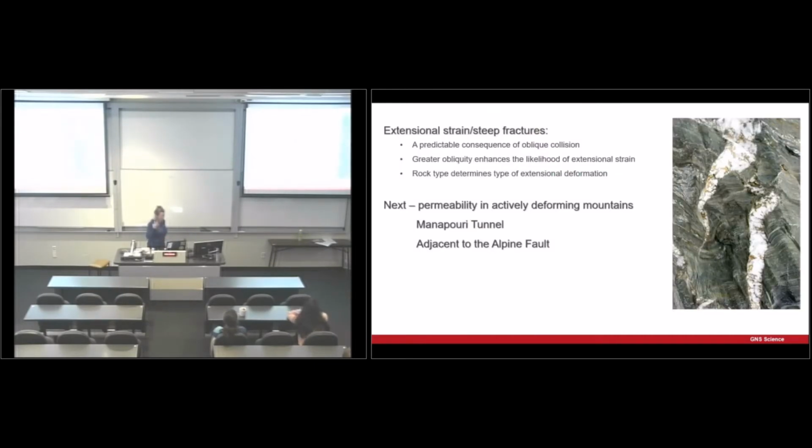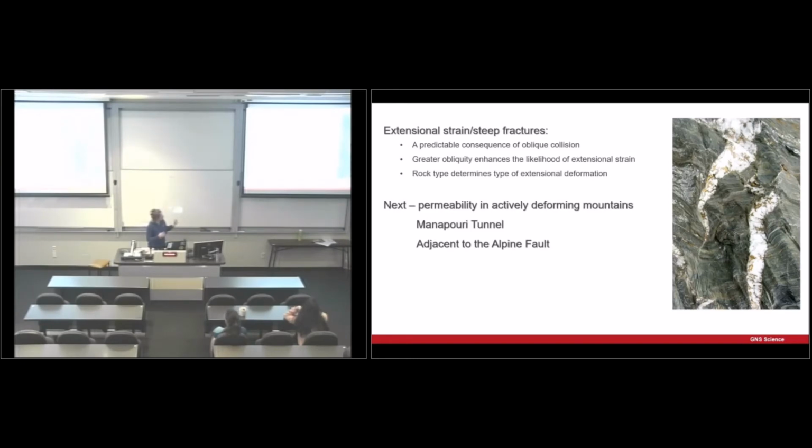So the model suggests that this extensional strain and these steep fractures are a predictable consequence of oblique collision, and that the more oblique it is, so the more of that strike-slip component you have versus the convergence, the more it enhances the likelihood of extensional strain, because of the way the stress is rotated. But the details of the rock type determine how that extensional deformation is taken up, whether it is taken up as distributed deformation, as through most of Taiwan, or into focused veining like we see here. That's from the Karangarua.